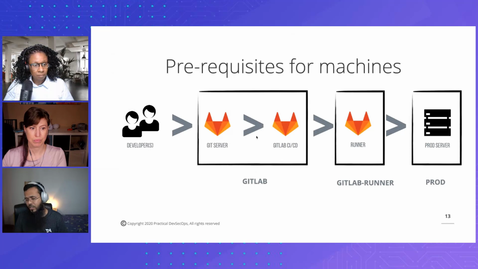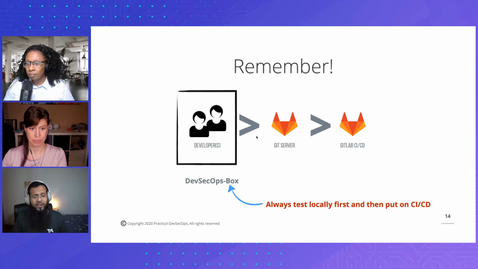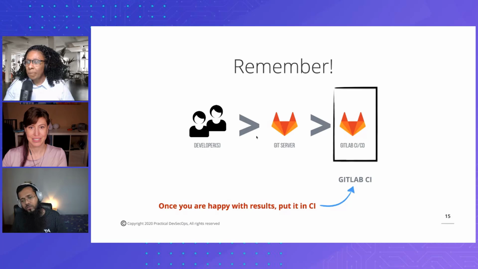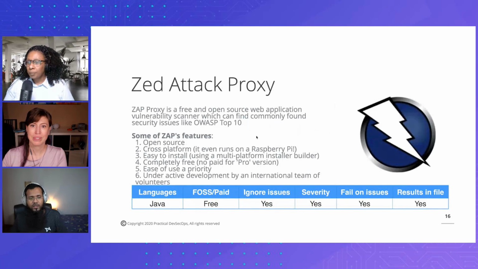So first, as a security engineer, we will automate it, find out baselines, and then we'll go ahead and put it into the CI/CD pipeline. Again, never ever put anything directly into the CI/CD pipeline, right? So yeah, test it locally first, and then once you are happy with it, then you can go ahead and embed it.